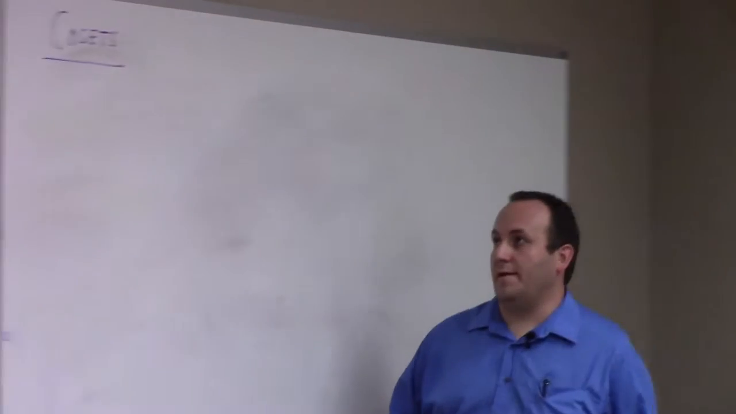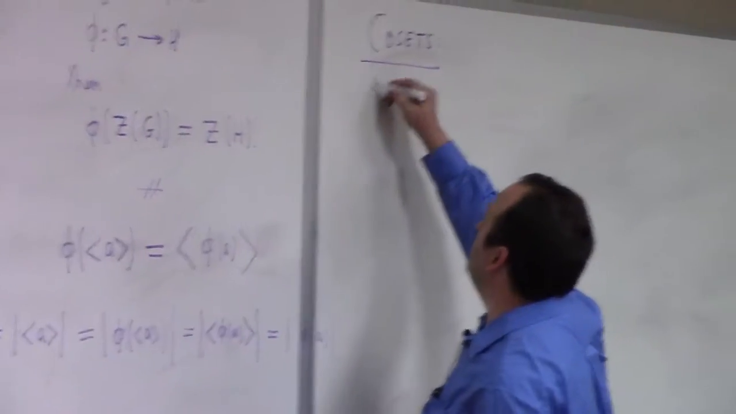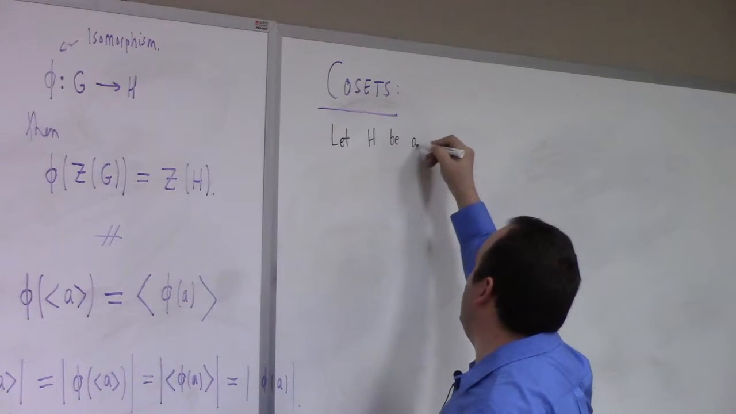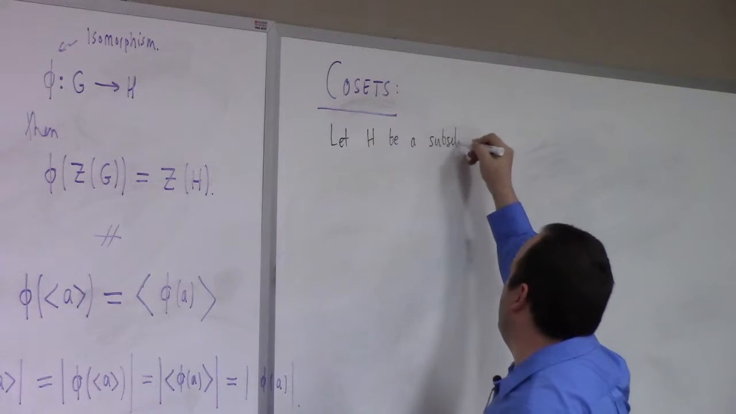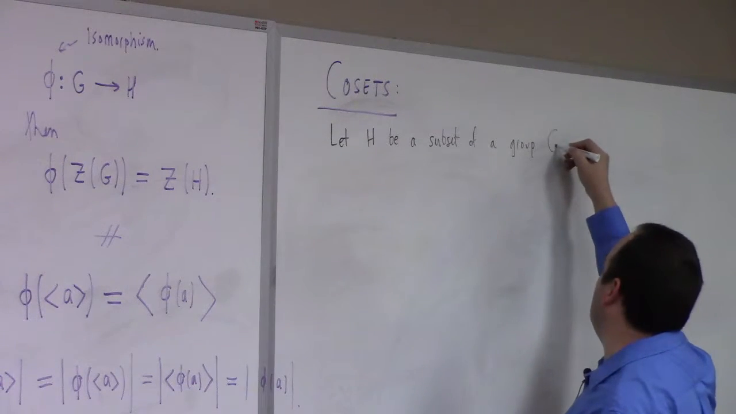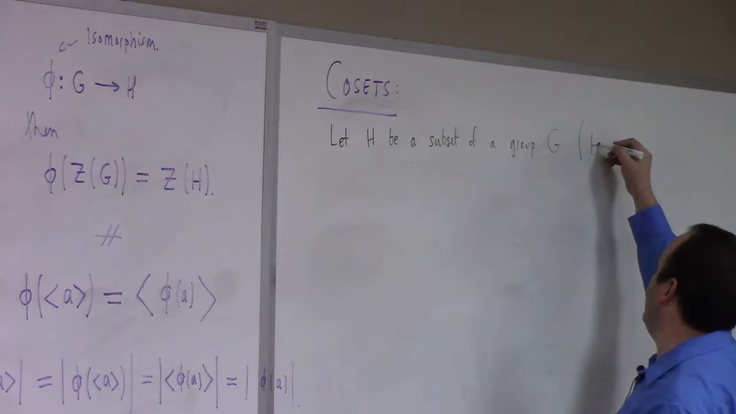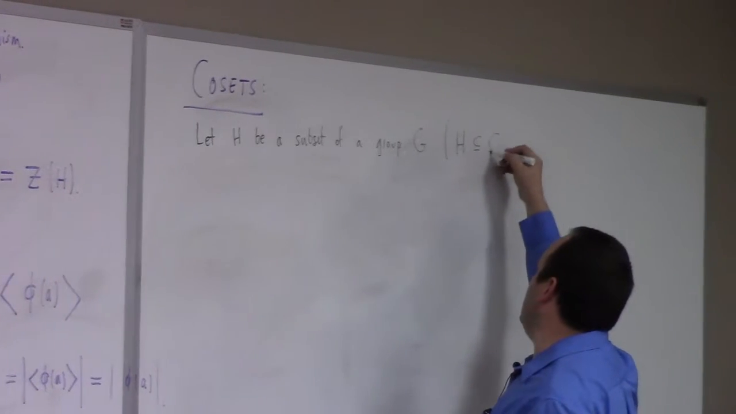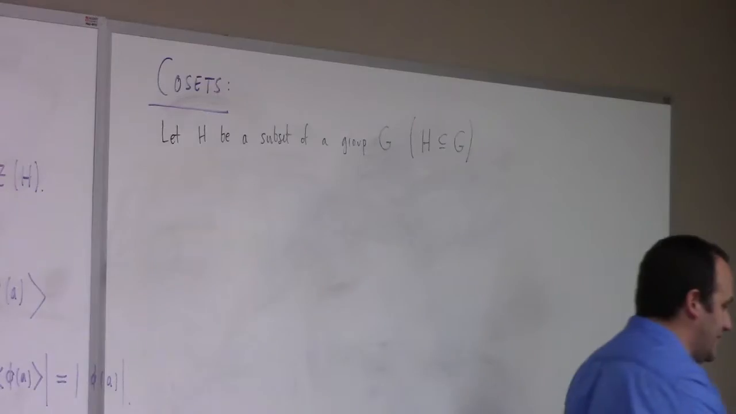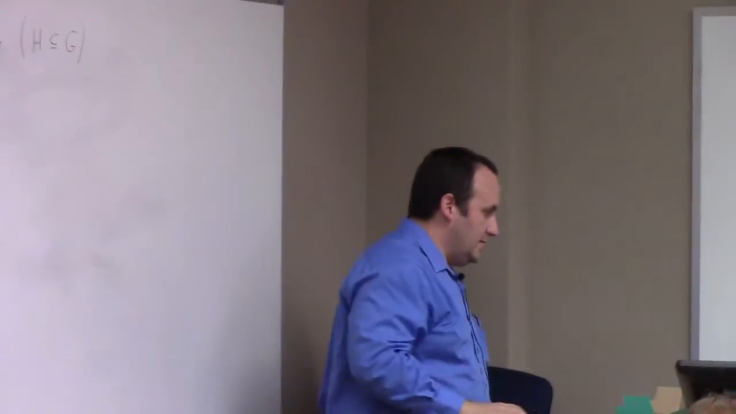Okay, cosets. So let H be a subset of a group G. So H is a subset of G. I'm not saying that H is a subgroup of G necessarily. It might be. It might not be. I'm not committing one way or the other just yet.